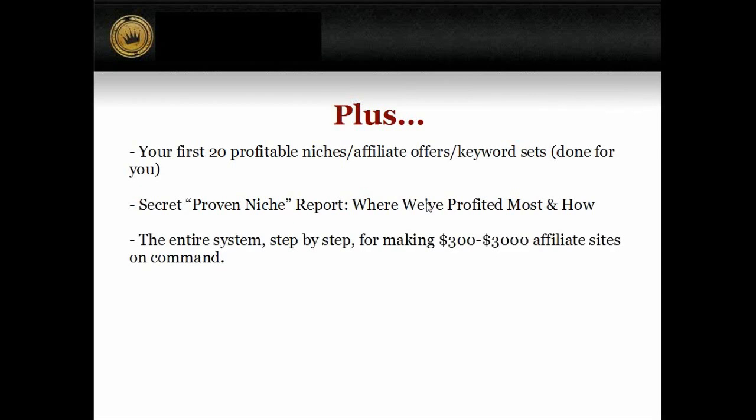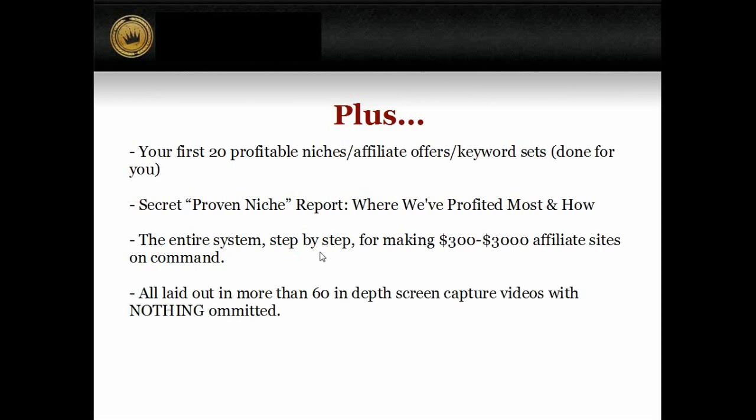You get the entire system, everything we talked about, step by step, each part of this process laid out in video format. So it's over-the-shoulder screen capture video for making $300 to $3,000 a month affiliate mini sites on command. That is a new one of those sites whenever you want it, and just scale that up until you reach your income goals, whatever that is, whether that's 3 figures a month, 4 figures, or 5. And like I said, all of this laid out in screen capture videos. So you're not reading my explanation of it, you're watching me do it on the screen and you're copying it.